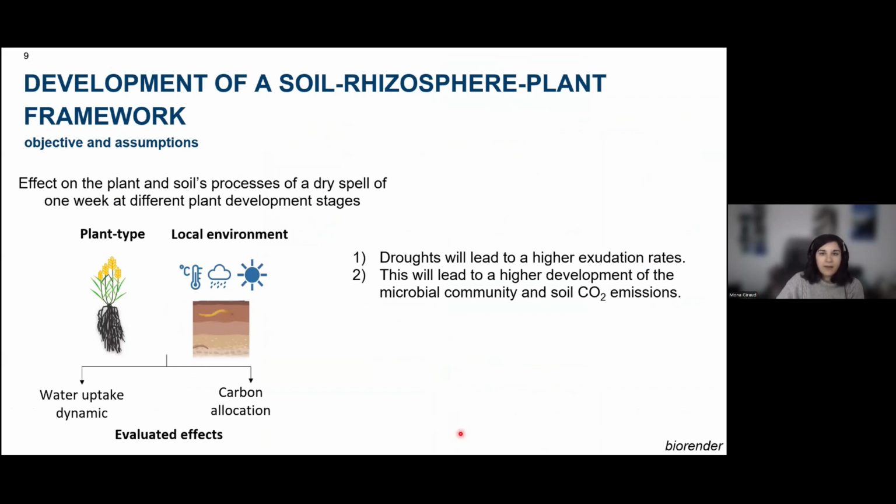And so, as mentioned when I gave the title of this presentation, we wanted to look at the effect on plant and soil processes of a dry spell that would last for 1 week at different plant development stages. We had two assumptions that we wanted to test. First was that the drought would lead to higher exudation rates. And second was that these higher exudation rates would lead to higher microbial activity and soil CO2 emission. So that was what we wanted to do. Now I will go into a bit more detail about the setup of the models.